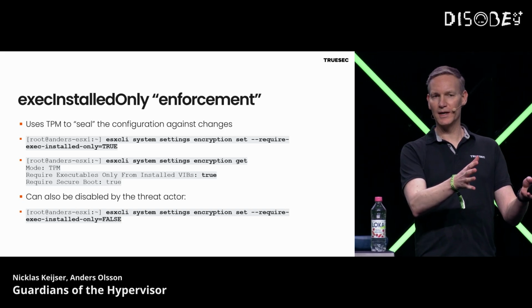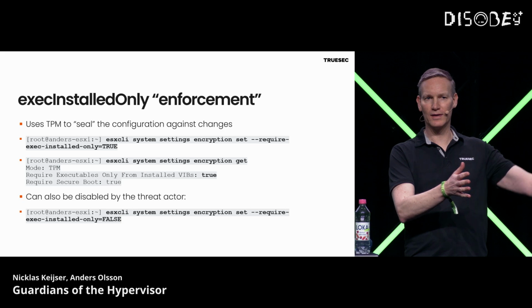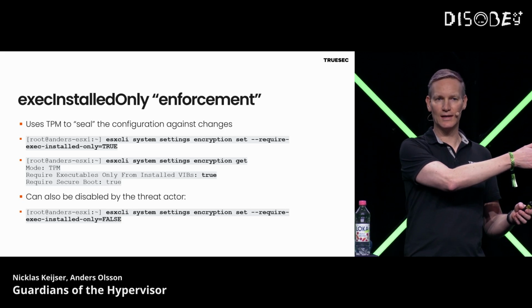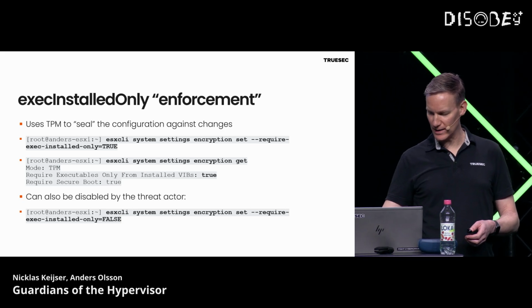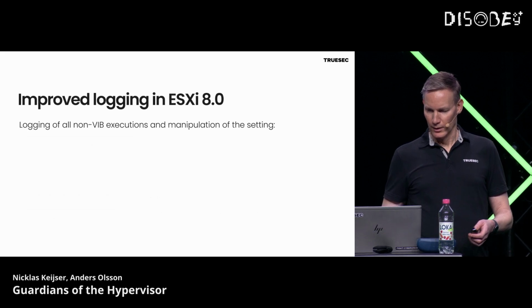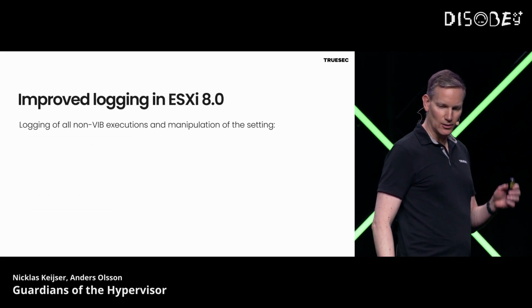So throw in as many hurdles as possible in the path of the attacker and put monitoring in each and every step so you can catch them. The good thing about ESXi 8 is that there is a lot better logging about this.